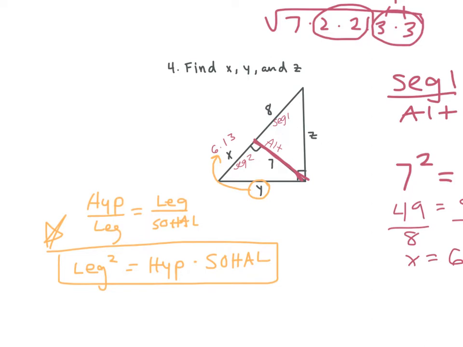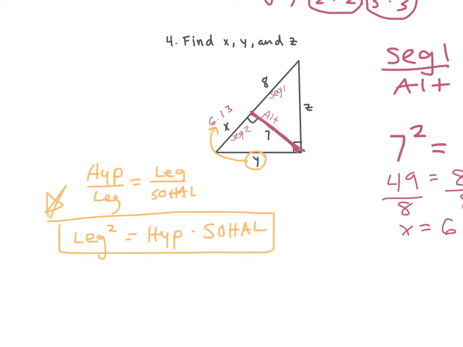For this one, the leg and the hypotenuse are all talking about the big triangle. So we need the hypotenuse of the big triangle and the legs of the big triangle. Let's find y first. Our leg is y, so y squared is equal to the hypotenuse, which would be 14.13. The hypotenuse is this whole thing, so we just add 8 and 6.13, and we get 14.13.